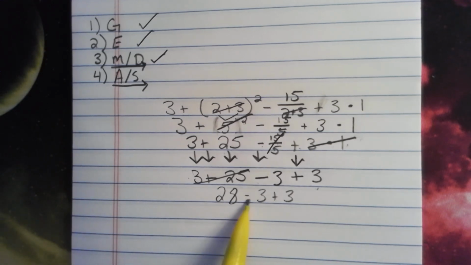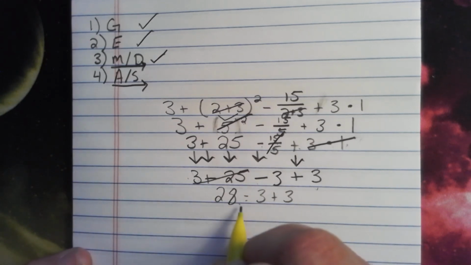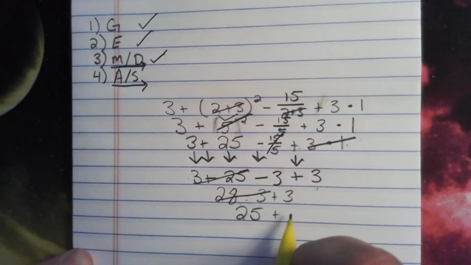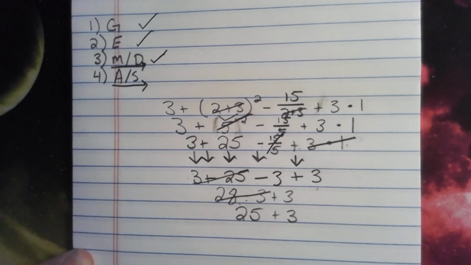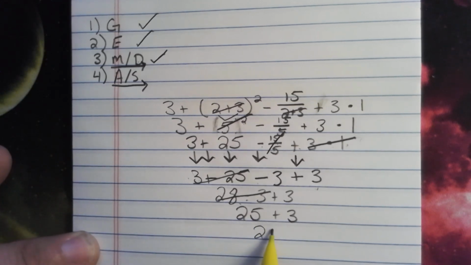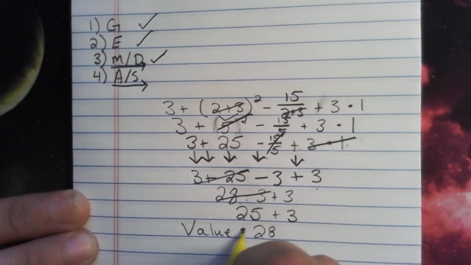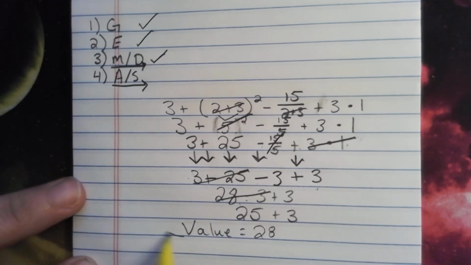So 28 minus 3, so we're actually taking the 3 away. These two will equal 25 plus 3. Correct? Does everybody see where I'm going with that? And then now we have 25 plus 3, so the final answer, or value, since this is an expression, the value of our expression equals 28. And that comes back from up here.